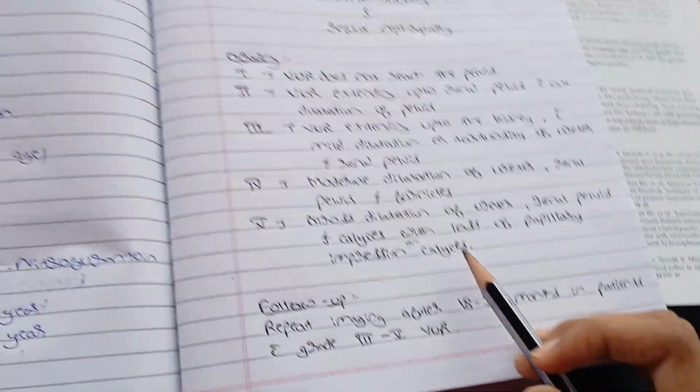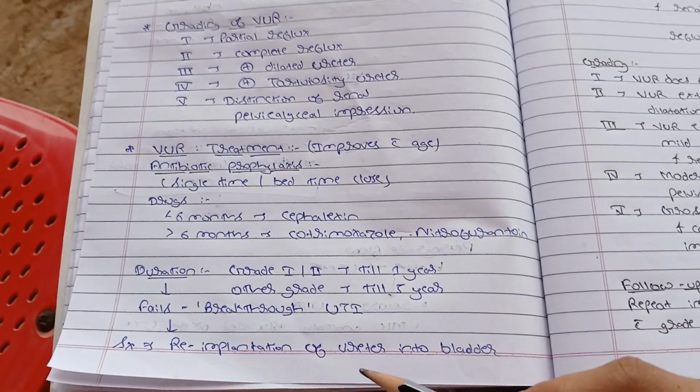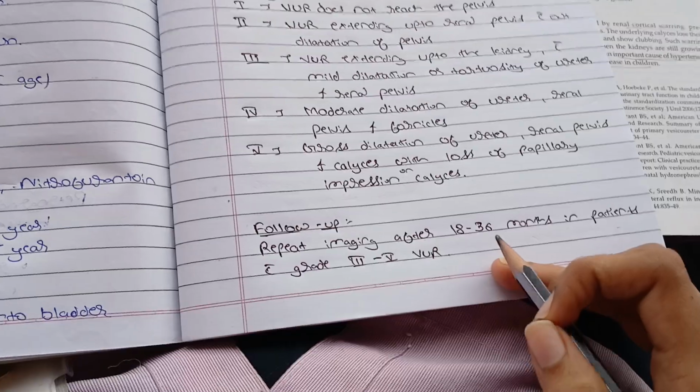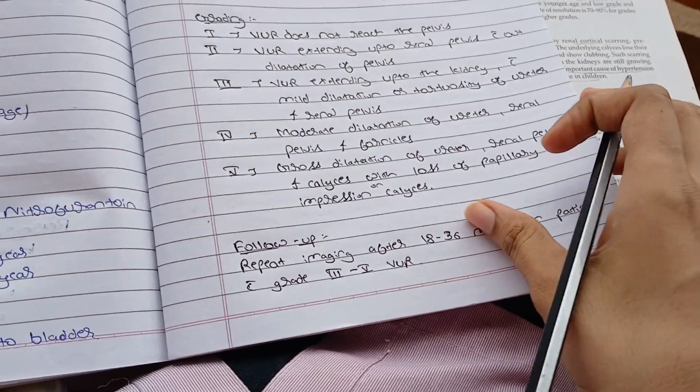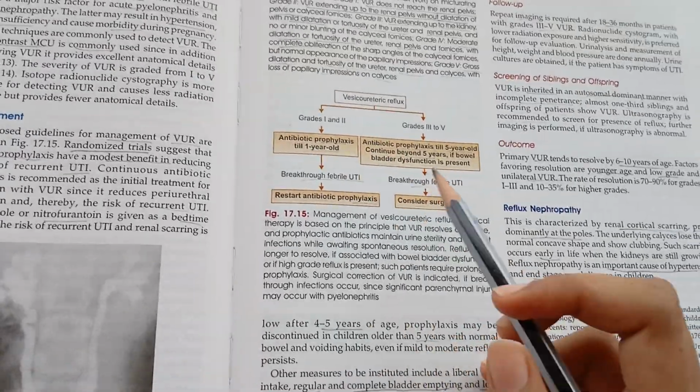So after this you can do the surgical reimplantation of ureter into the bladder also, and for follow up, repeat imaging after 18 to 36 months in patients with grade 3 to grade 5 VUR. This is the treatment. Also the treatment given in the book, you can draw this chart also.